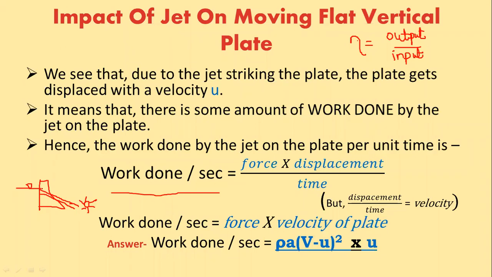Now we are going to build up a particular height in the reservoir, and water is going to fall from a very great height with a very high kinetic energy. So we are providing the force of water jet as an input. And what will be our output? The work done by the jet on the plate is going to be our output. And hence we are going to find out the efficiency.